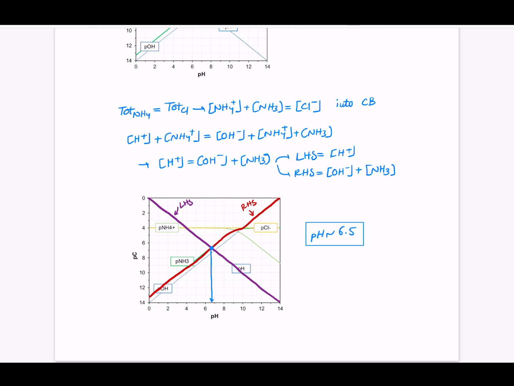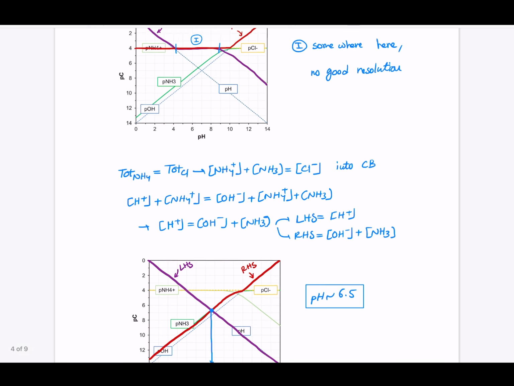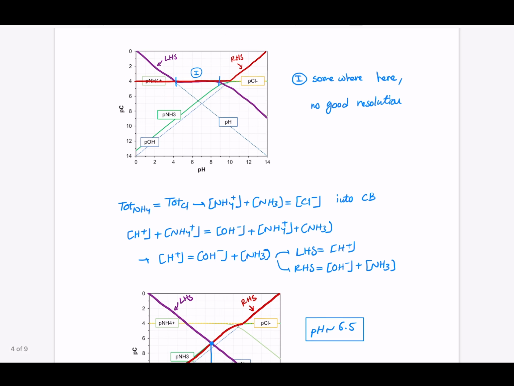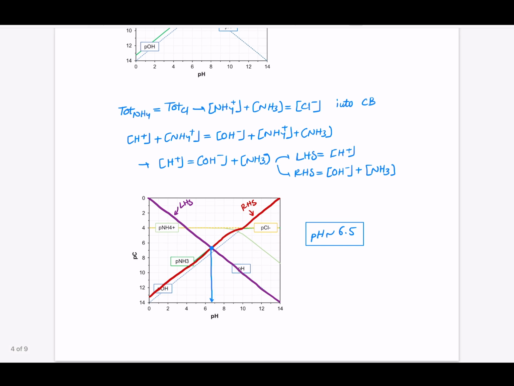Then later we had this charge balance term, LHS, RHS. The first LHS, RHS, we sort of failed because the resolution wasn't high, but later we twisted it a little bit. By taking the mass balance and combining it with the charge balance, we got the revised LHS and RHS, which made it easier to find the point representing the pH of the solution. So pretty straightforward.